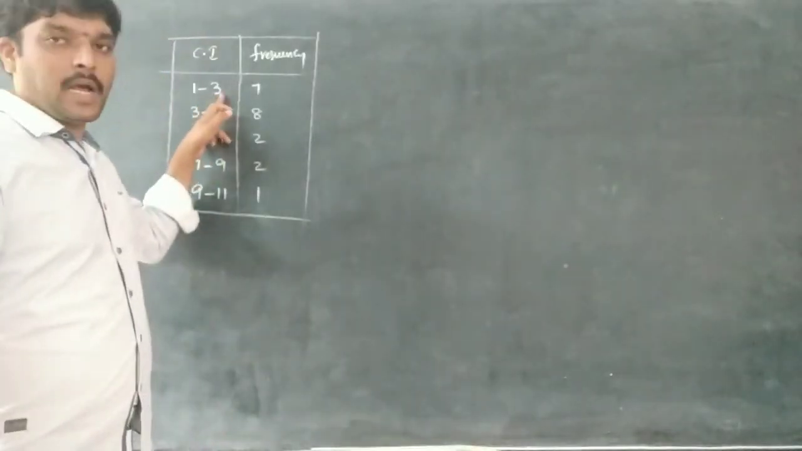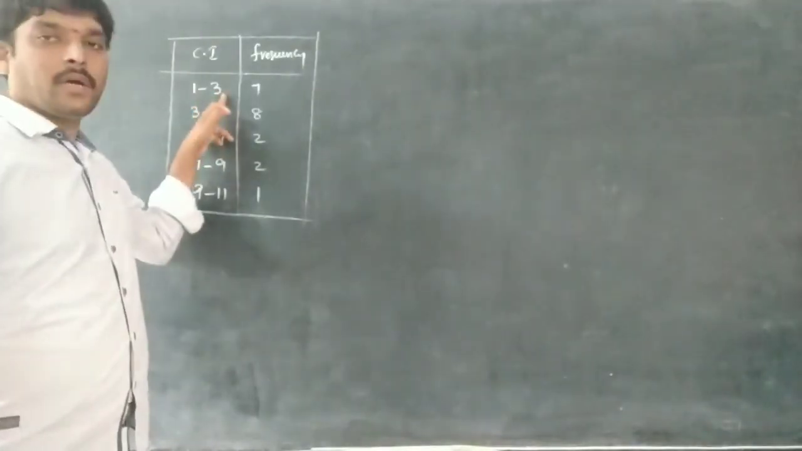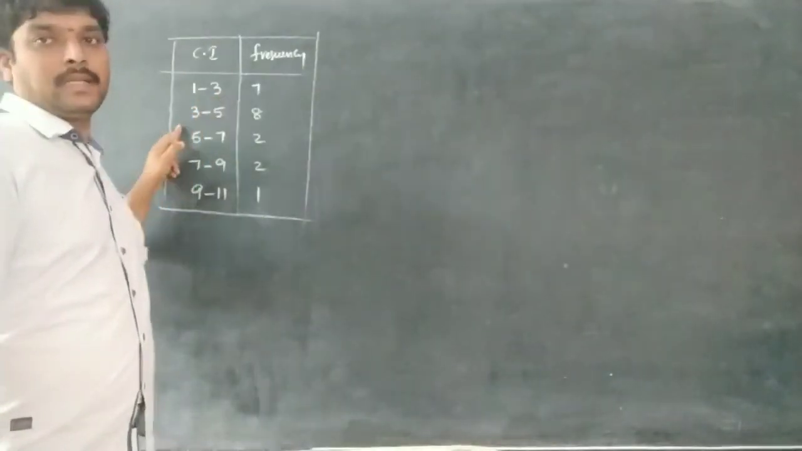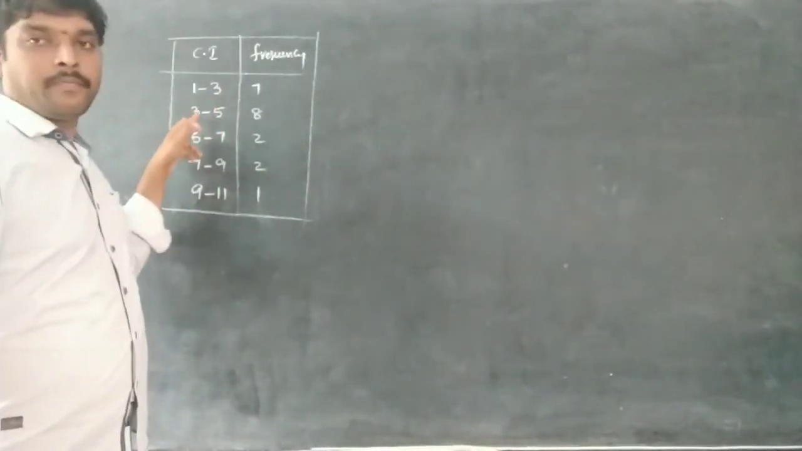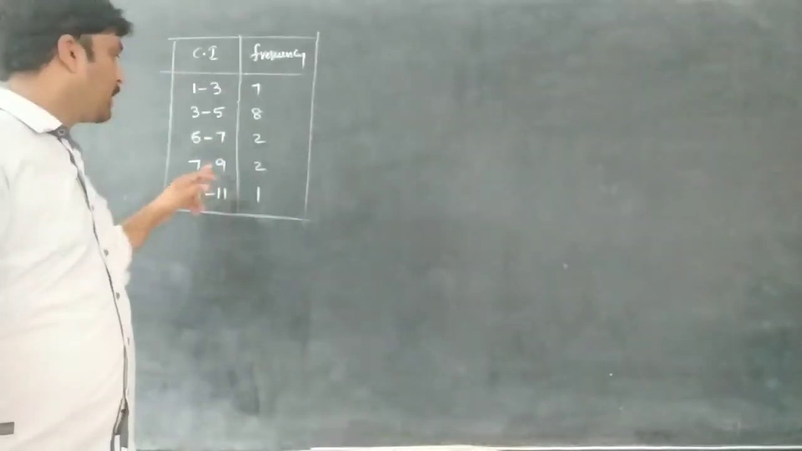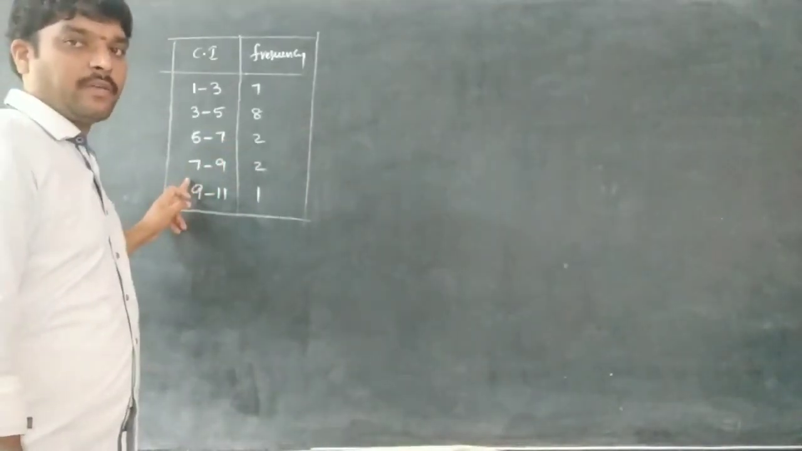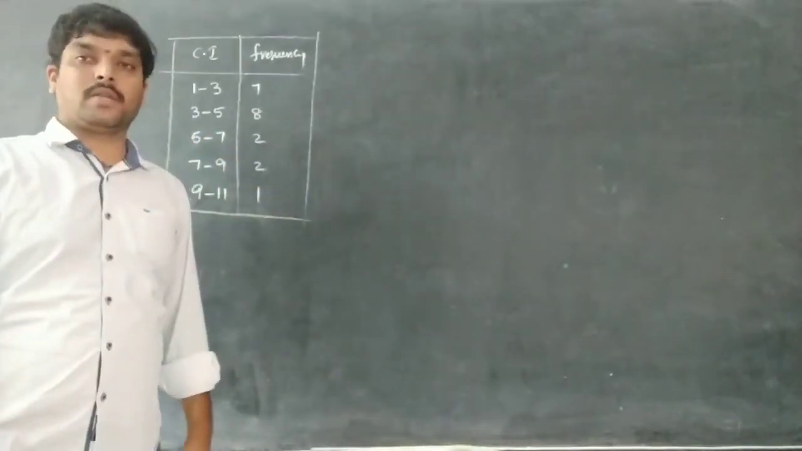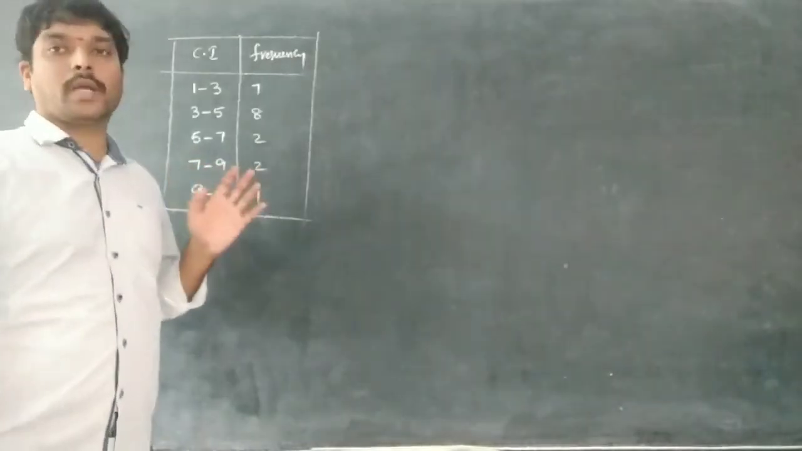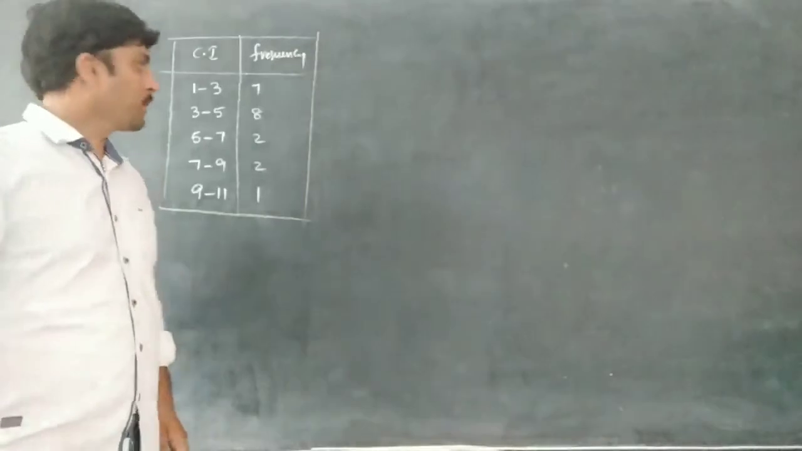Take the upper limit of the class and the lower limit of the successive class. If they are equal, for all the classes, then they are called exclusive class intervals. If they are exclusive, we can use this method. If they are inclusive, we will see that in the next sum.